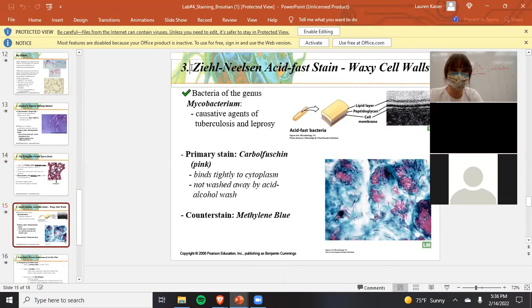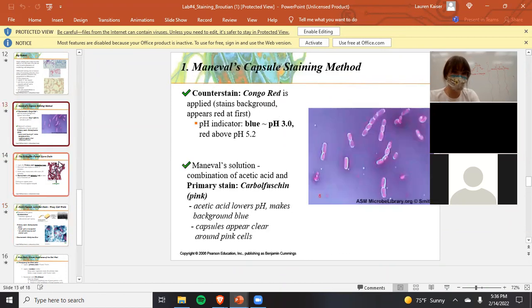Alrighty, so we have our Ziehl-Neelsen acid-fast stain. So acid-fast and waxy cell walls should be in the same vein for you guys, okay? Our primary stain is going to be carbolfuchsin, and our counterstain is methylene blue. You should definitely go over and review what is the name of the stain, what is the primary stain, what is the counterstain, and what exactly are a couple of characteristics.